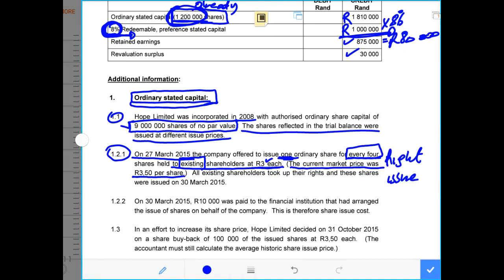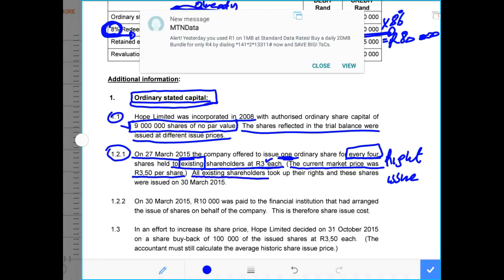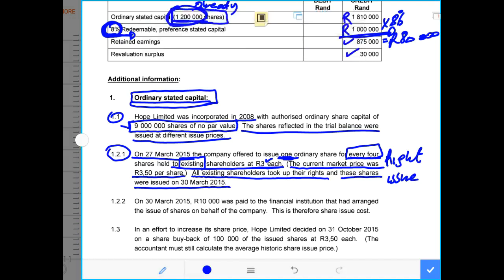Then now let us continue on that same note, and it says in the last sentence under 1.2.1 that all existing shareholders took up their right, and these shares were issued on the 30th of March. So now these are the shares that were issued to the existing shareholders, and they are telling us that all the shareholders took up their right. That means they bought these shares at the price lower than the market price, being 3 rand instead of 3 rand 50.